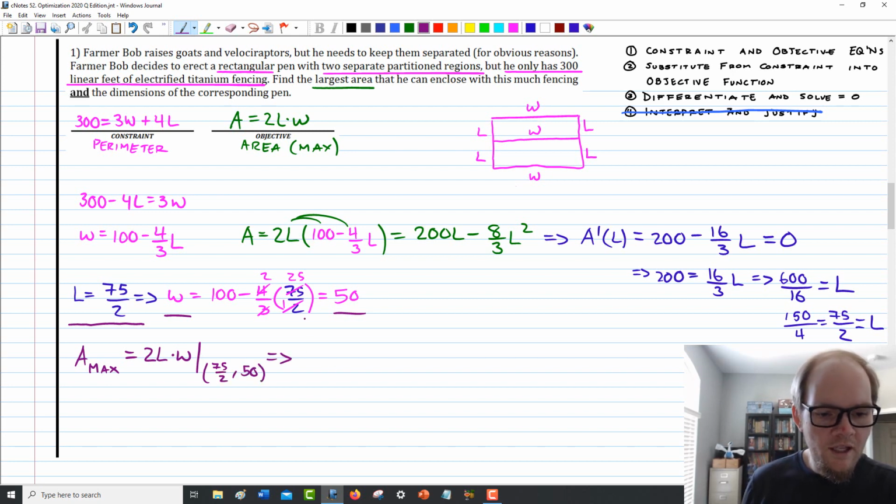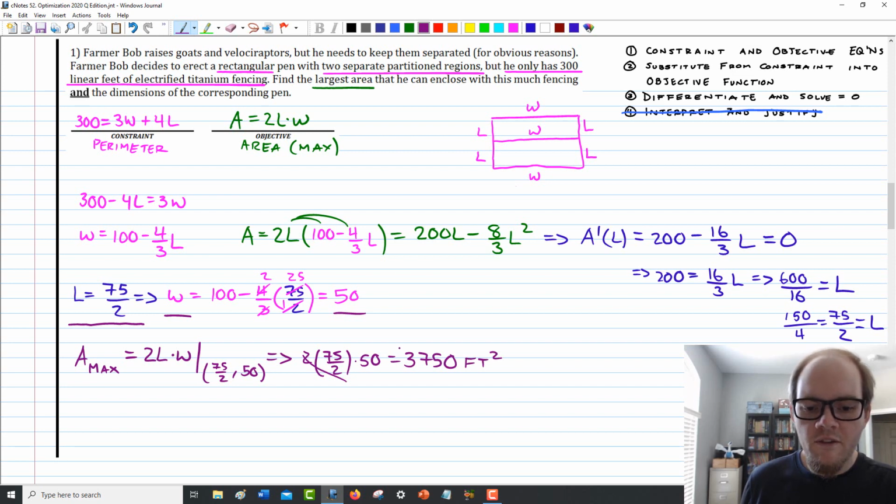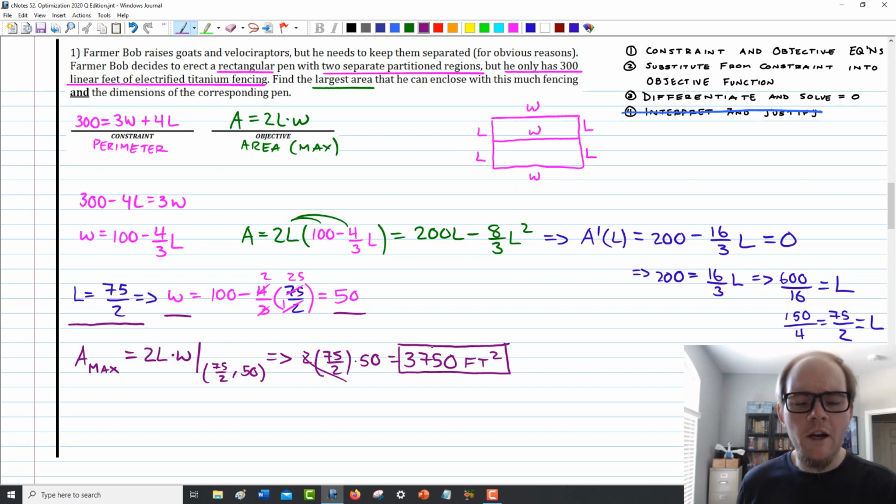So in here, what that's going to give me is 2 times 75 over 2, and then times 50 as well. Obviously, the 2's go away. We get 75 times 50. That's 7,500. Cut it in half is 3,750. And if we want to put that in units, since it's an area, it would be 3,750 feet squared. So that is our maximum area.